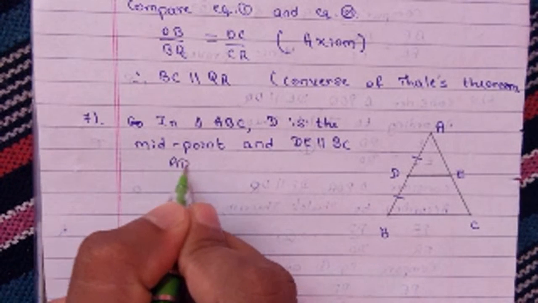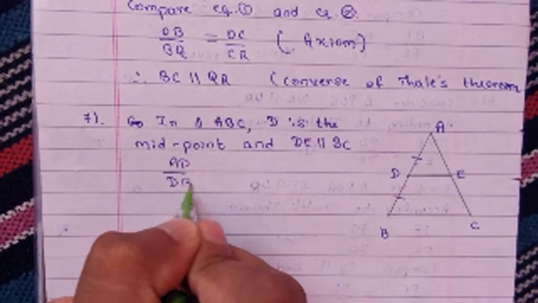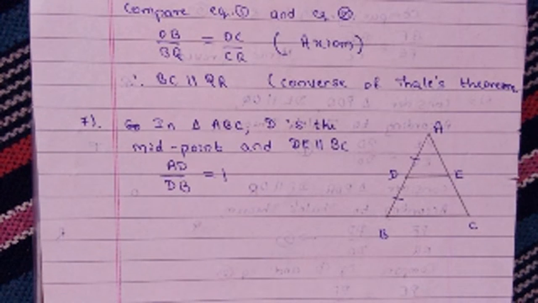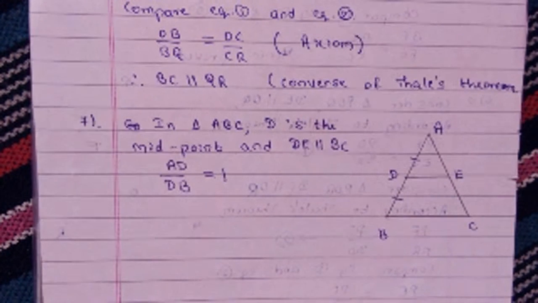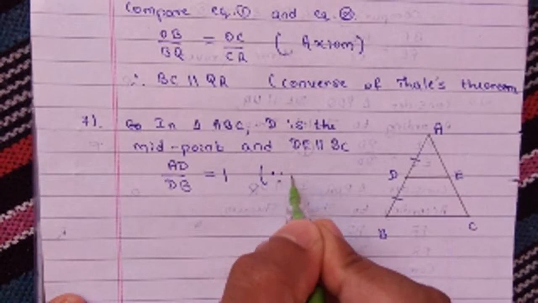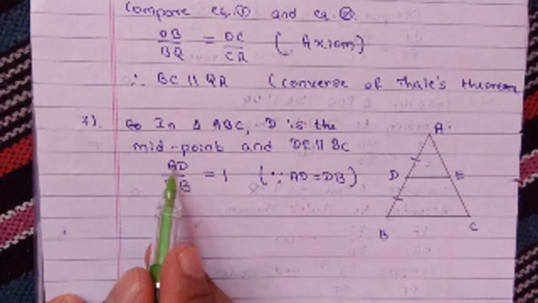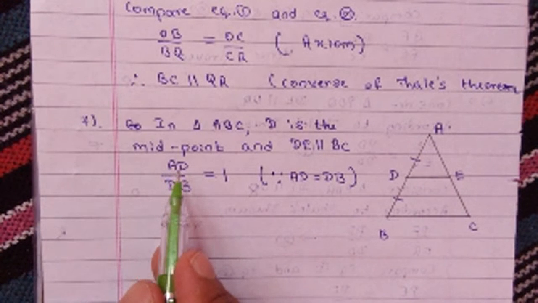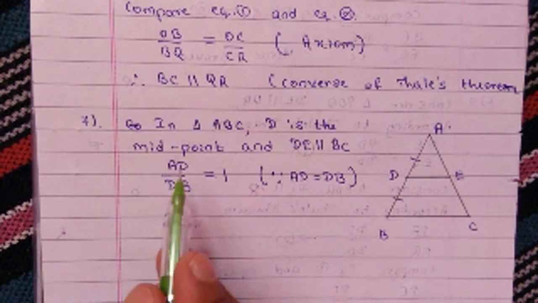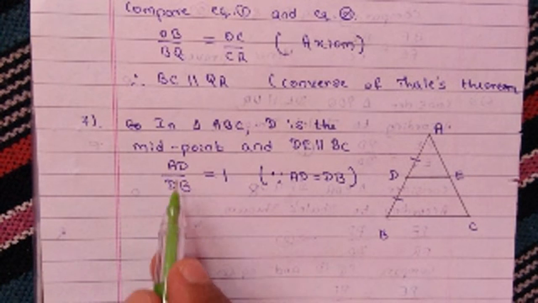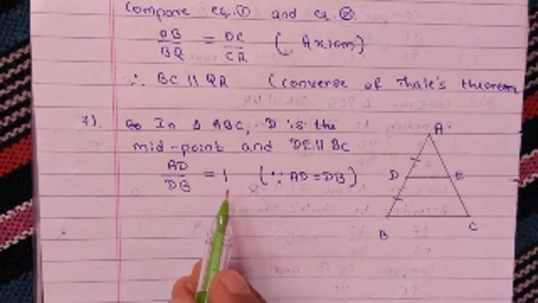AD divided by DB equals 1. What is the reason? Since AD equals DB. When the upper value and lower value are the same, for example the upper value is 5 cm and the lower value is 5 cm, 5 ones are 5 ones, the answer is 1. So that's why I will consider this.